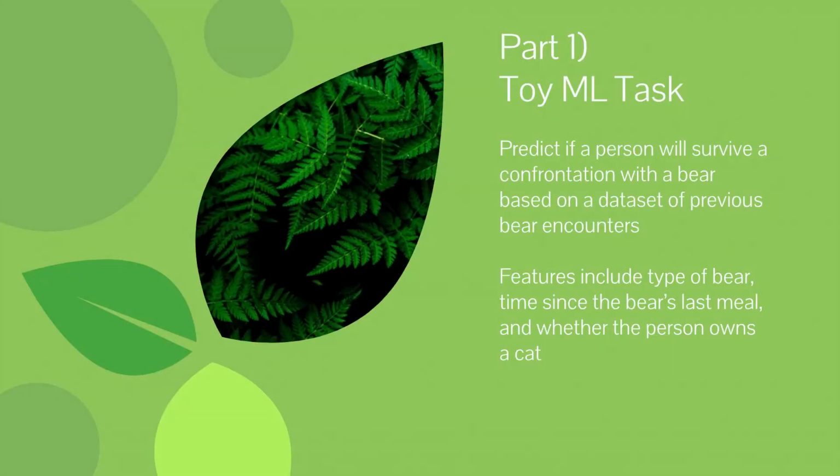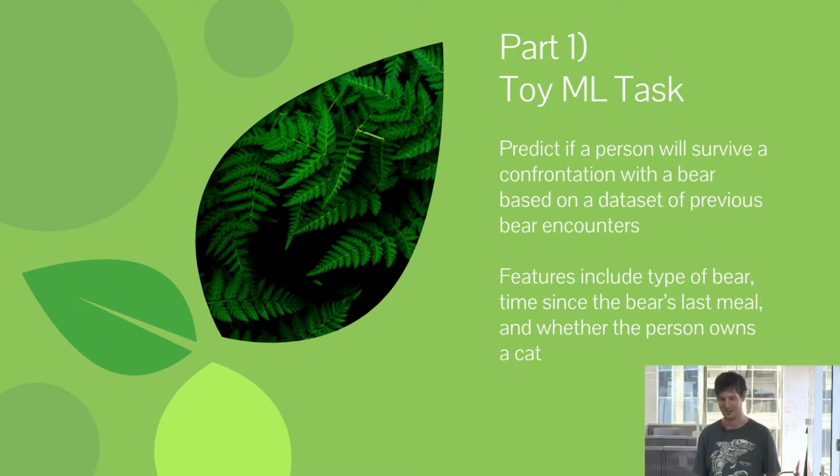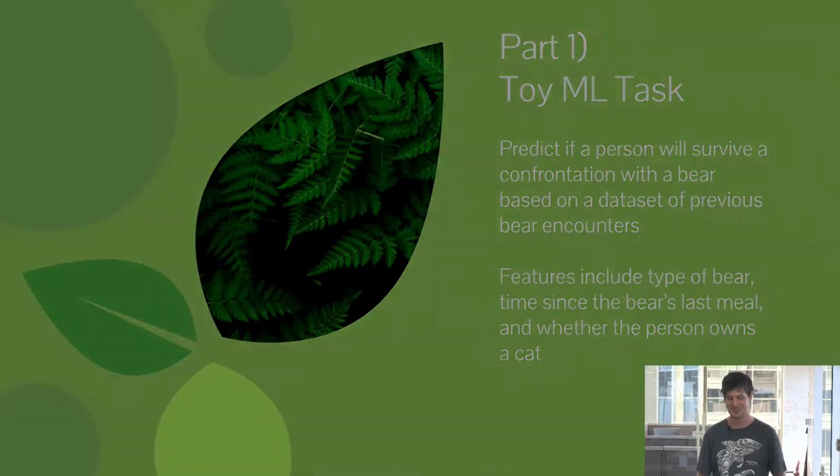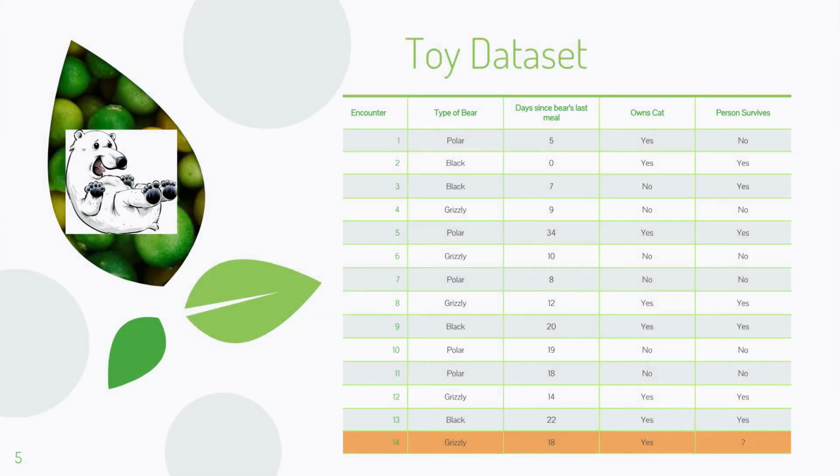So our toy machine learning task is going to be predicting if somebody's going to survive a confrontation with a bear. And we're given a data set for this. The features are going to include the type of bear, the days since the bear's last meal, and whether that person owns a cat. So here is our toy data set. As you can see, encounter number 3, there was a black bear. It was 7 days since his last meal. He does not own a cat. And yes, the person survived.